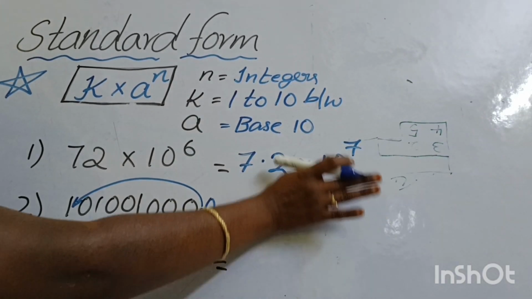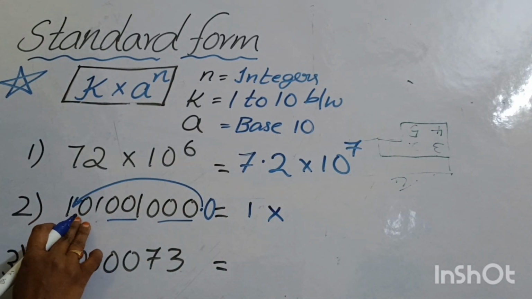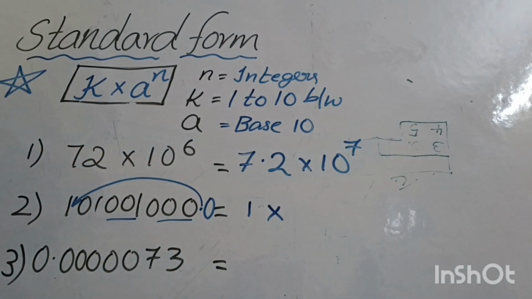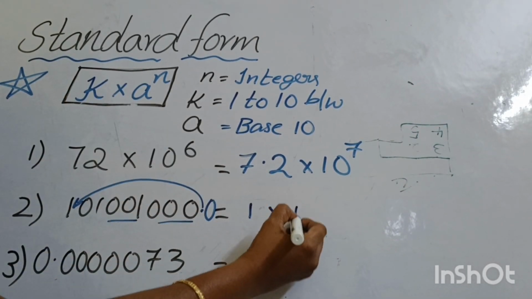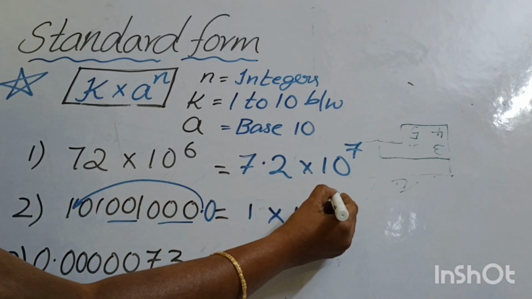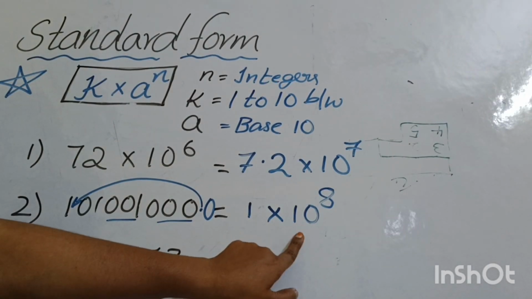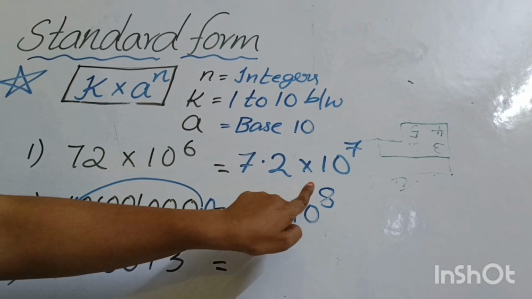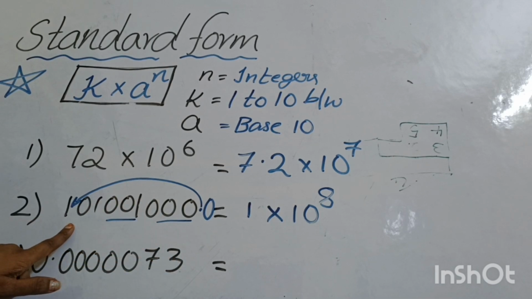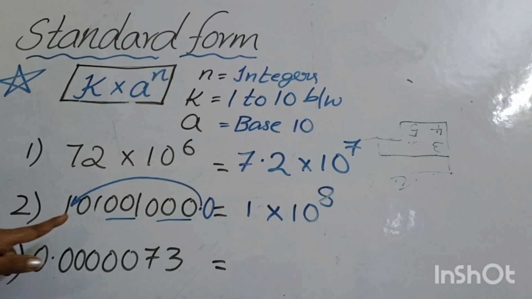So we can write it as 1 into, and whatever is there after the decimal, we have to express in terms of base 10, right? So 10 power, how many steps? 3, 6, 8. 8 steps. So now what is the answer? 1 into 10 power 8. Why did I take the power positive? Because I am moving from right to left. Clear, everyone? So this is the standard form of this number.